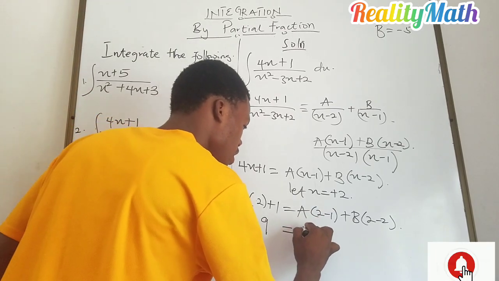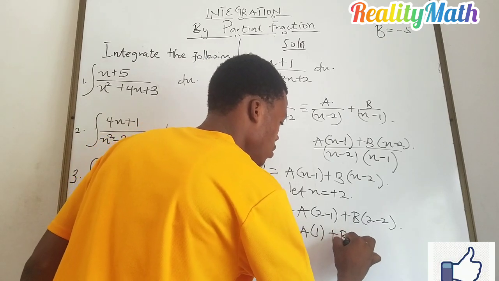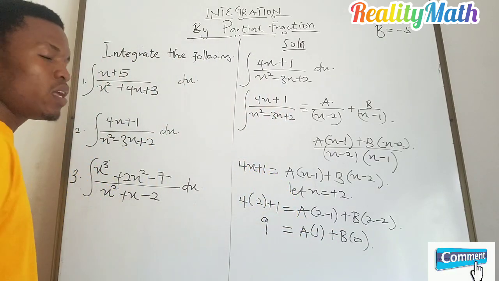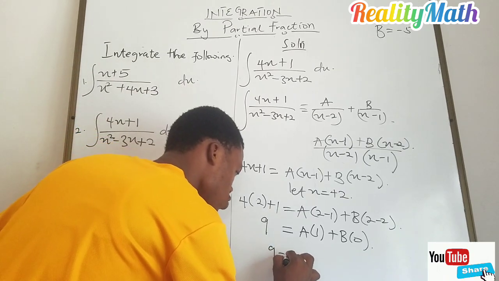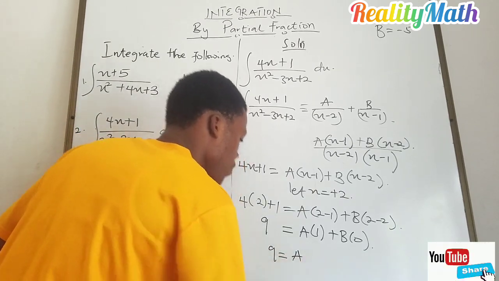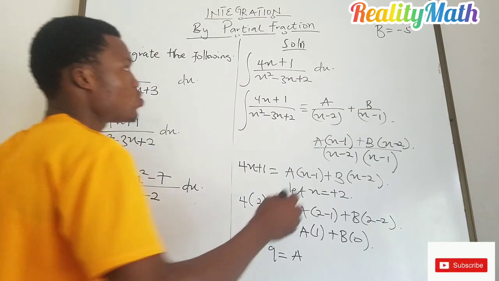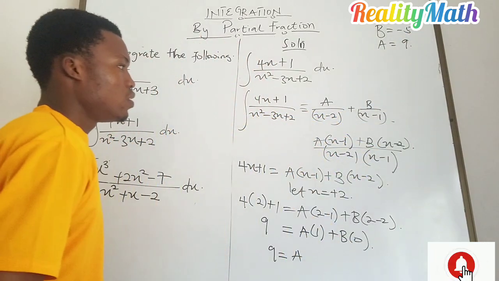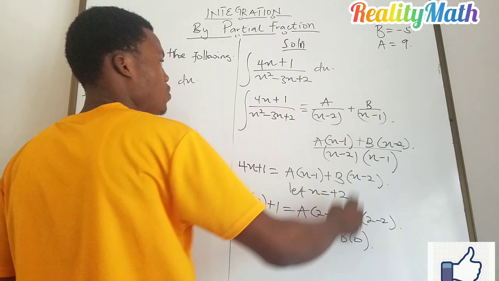So we are having a times bracket 1. This is now giving me 0, so you know my b term is definitely going to be 0. And then I'm now going to have my 9 to be equal to a. As simple as that. You've now gotten the value for a. So it means that my a is positive 9. Now we've gotten the values for the constants.